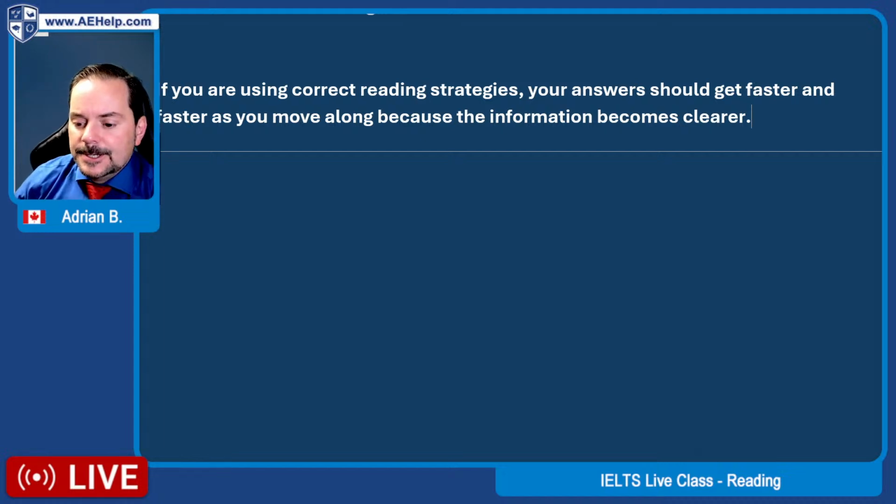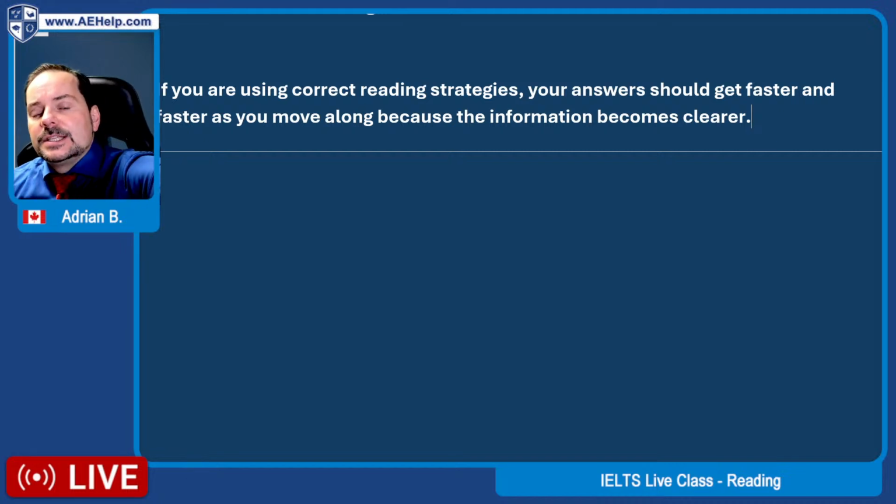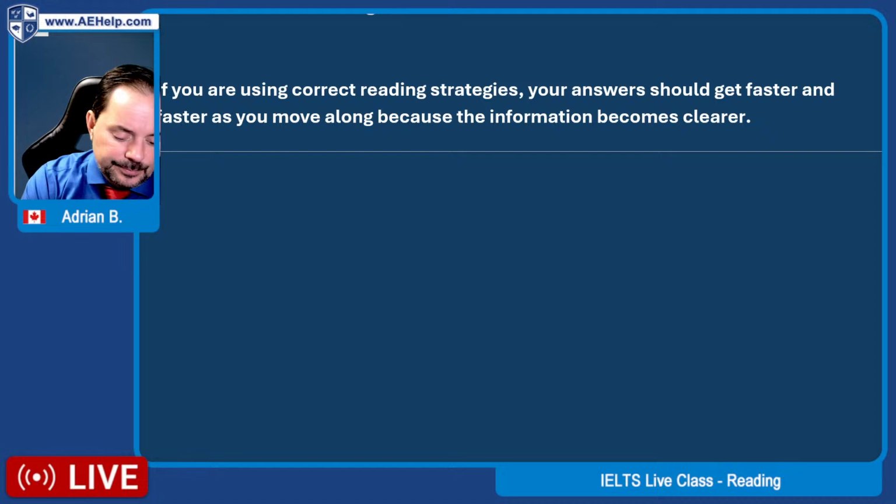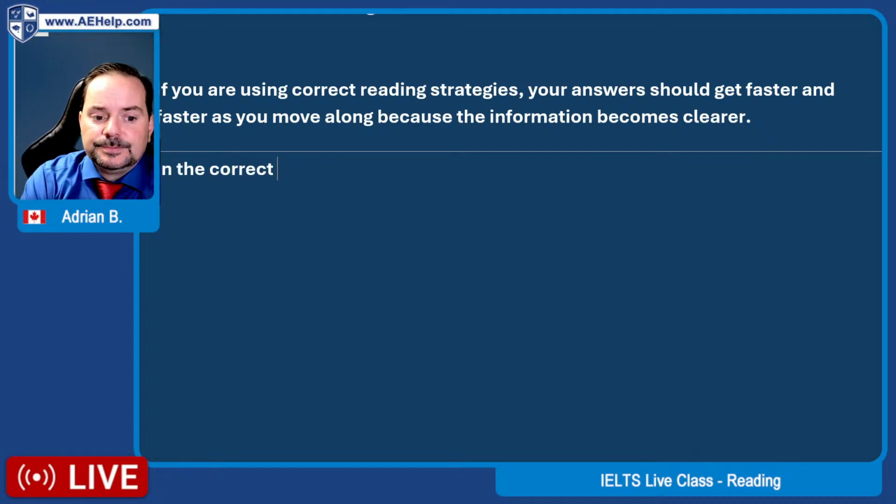Does that make sense? If you're answering questions slower and slower, then something is not working. Okay, so if you're doing a reading section or a reading practice at home, everybody, and you find that the more questions you try to answer, the slower you're getting, you're not doing the correct reading strategy. You're not reading correctly, you're not understanding correctly, or you're not applying the correct strategy, but that shouldn't be happening. Okay, so in a perfect world, you're starting slow and then you get faster and faster as you go along.